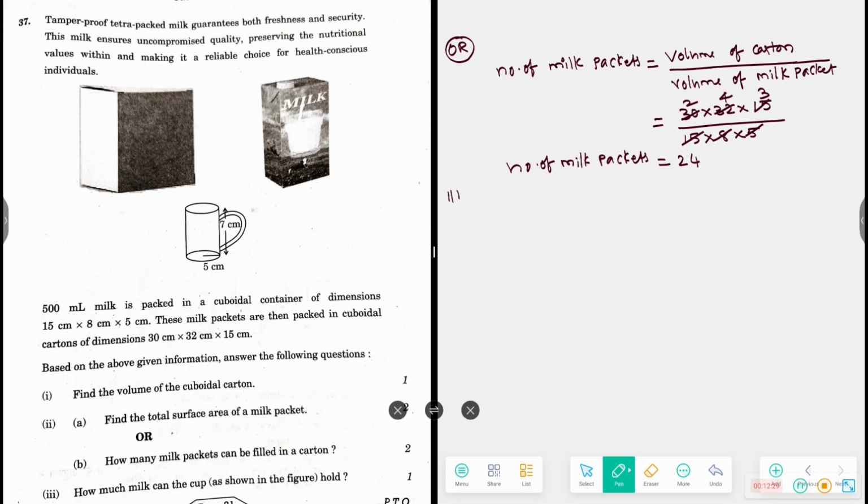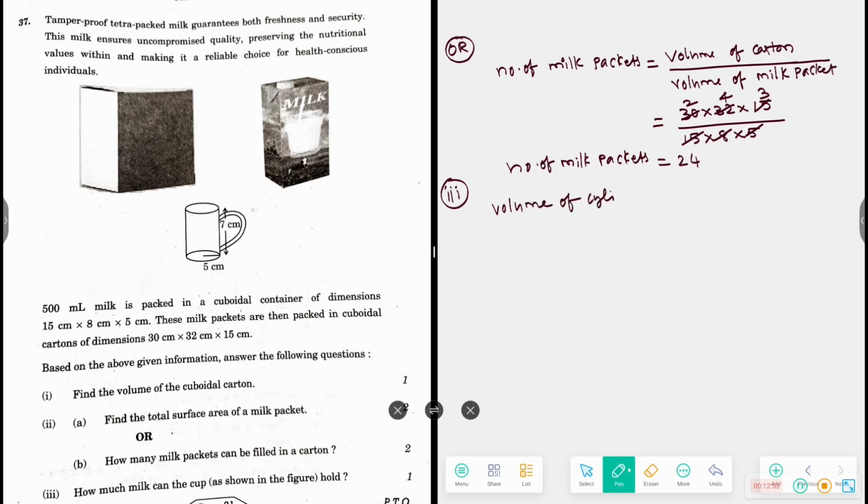Now question number 3. Question number 3, the same case study: how much milk can the cup hold? Here one cup is given. How much milk it can hold means, when it comes to how much it can hold, it is a capacity, that is volume. You have to find out the volume of the cup. It is in cylinder shape, so we have to find the volume of a cylinder.